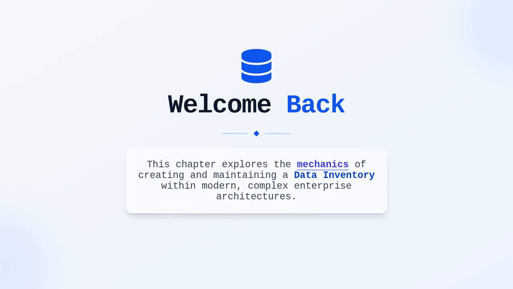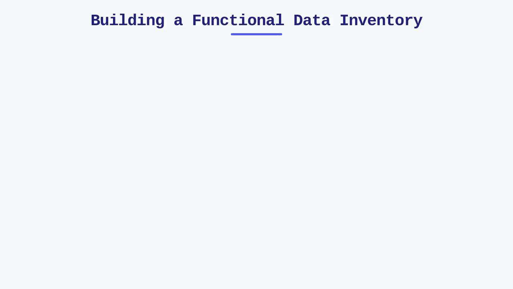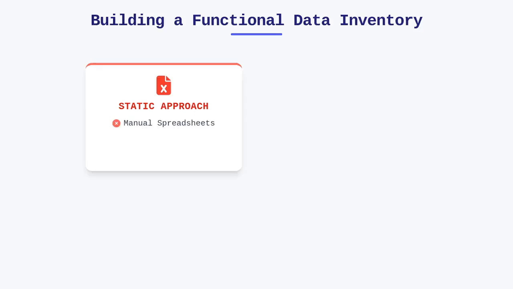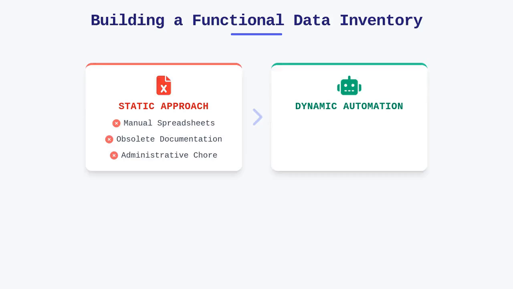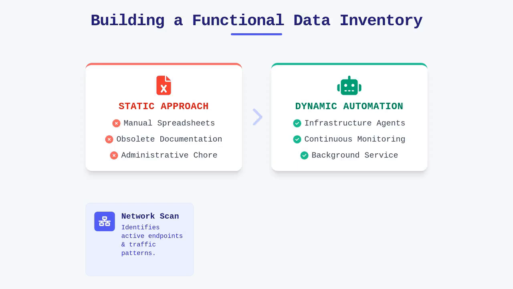Welcome back. This chapter focuses on the mechanics of creating and maintaining a data inventory within modern, complex enterprise architectures. Building a functional data inventory in a distributed environment requires moving beyond static spreadsheets toward dynamic, automated discovery mechanisms. When systems scale, manual documentation becomes obsolete almost the moment it is finished, meaning you must integrate discovery agents directly into the infrastructure. These agents operate by scanning network segments to identify active endpoints, listening for traffic patterns, and querying configuration management databases to catalog new assets as they spin up.